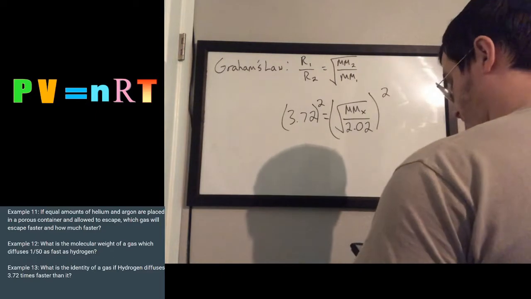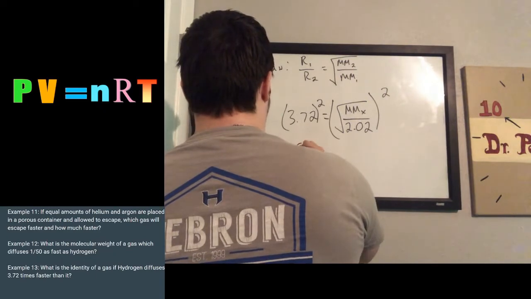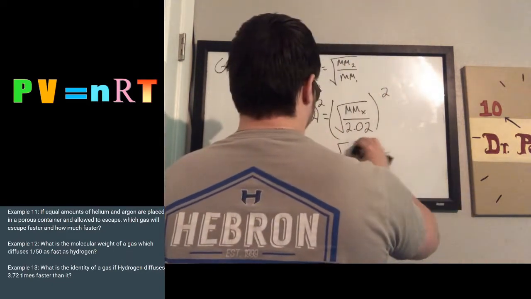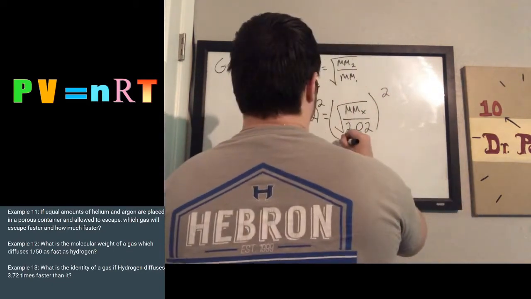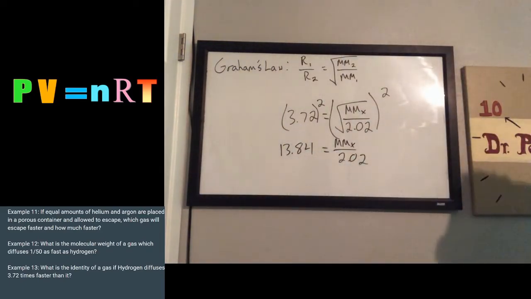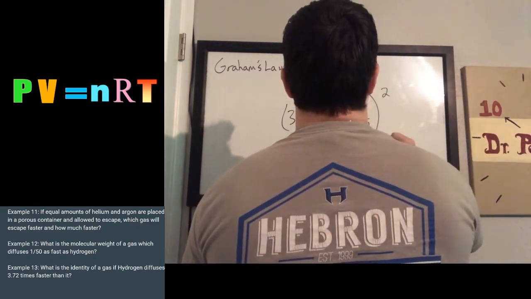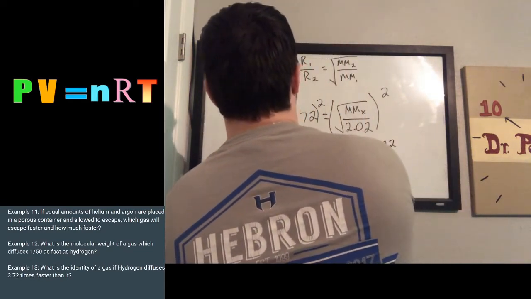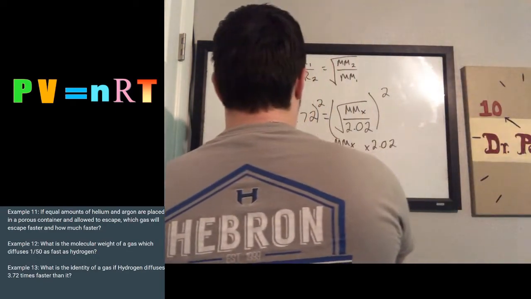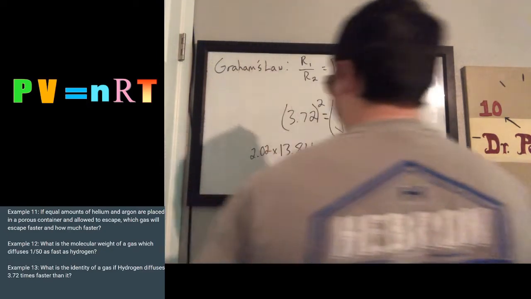This one I cannot do in my head, 3.72 squared. And we get 13.84 or so, is equal to the molar mass of gas X over 2.02. So we're going to multiply both sides by 2.02. And just to be safe, our answer we get is 27.95 is equal to the molar mass of gas X.